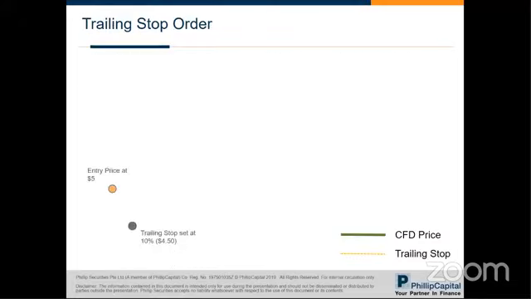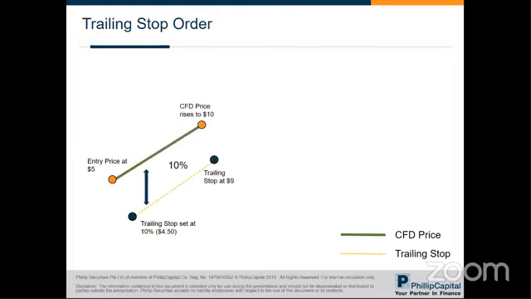A trailing stop is where you set a percentage below your entry price, such as 10%. When the share price moves up, the trailing stop price will move up in tandem as well. So when you enter these shares at $5, 10% below is 4.5. When the price moves down to 4.5, it will help you cut loss. But in this scenario, I'm going to show you the share price going up to $10, so your trailing stop will move up to $9.